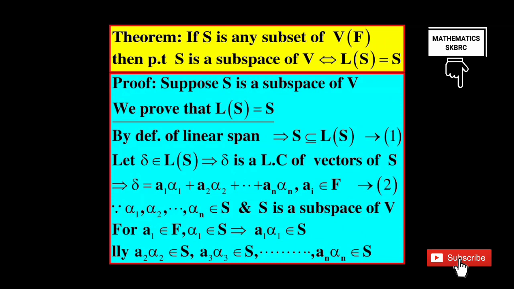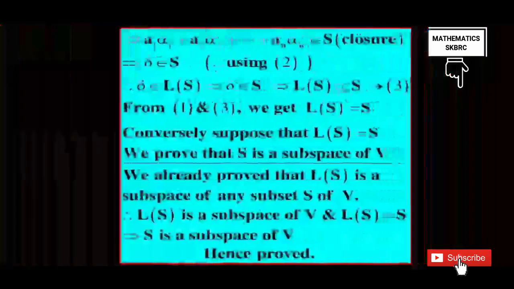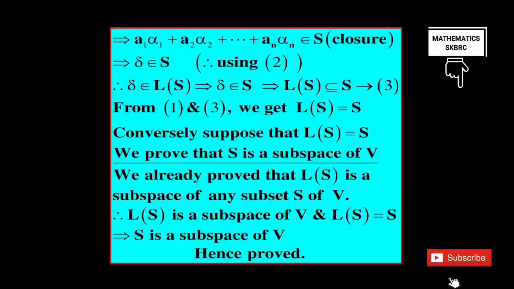Since alpha 1, alpha 2 and so on alpha n belong to S and S is a subspace of V, S is itself a vector space with respect to the same operations as in V. By using scalar multiplication, a1 belongs to F, alpha 1 belongs to S gives a1 alpha 1 belongs to S. Similarly, a2 alpha 2 belongs to S, a3 alpha 3 belongs to S and so on an alpha n belongs to S. By using closure property, a1 alpha 1 plus a2 alpha 2 plus a3 alpha 3 plus and so on an alpha n belongs to S, that gives delta belongs to L of S using 2.